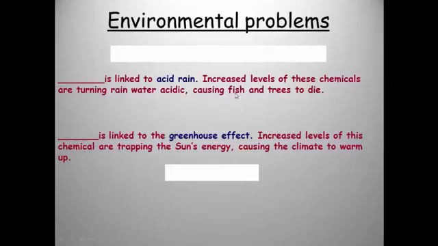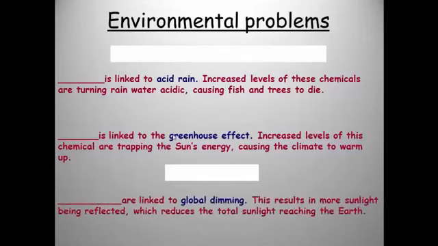Okay, obviously it kills the fish in lakes and the trees, and makes the leaves turn from green to a whitish colour, which obviously kills them. There's carbon dioxide, which is linked to the greenhouse effect and global warming, or climate change, which traps the sun's energy, causing the climate to warm up. And obviously carbon particles, or particulates, which lead to global dimming, which is where there's a layer of particulates around the Earth which reflects some of the sunlight, which reduces how much sunlight can get through. Okay, so those are all the things.